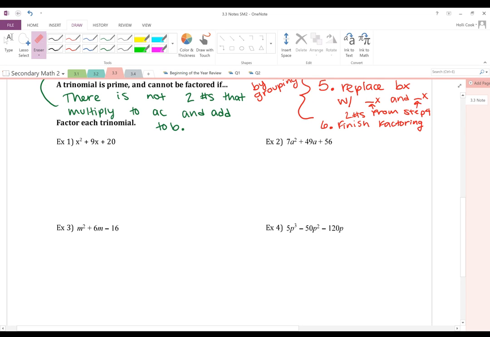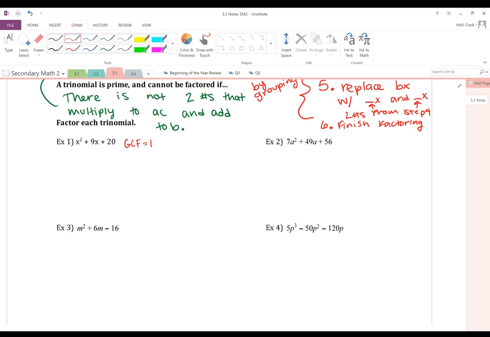All right, let's do a couple examples. So example 1, we've got x squared plus 9x plus 20, and we want to factor the trinomial. Remember, our first step is always check for a GCF. So what would our GCF for this one be? Well, it would just be 1, right? 1, 9, and 20 don't have anything in common besides 1.